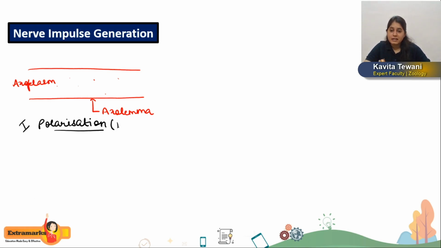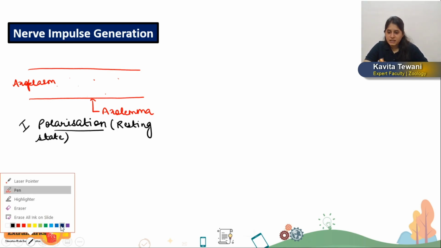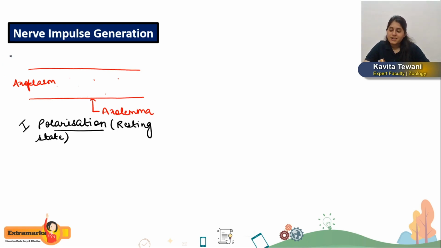Now we have to understand that right now the membrane is in resting state. Which state? Resting state. Now the membrane is preparing itself to receive the stimulus. Outside this axon, we have ECF. ECF means extracellular fluid, which contains many ions like Na+, K+, Cl-. All these ions are present outside, and along with this, negatively charged proteins are also present outside. In fact these proteins are also present inside, in axoplasm. So negatively charged proteins are present inside as well.